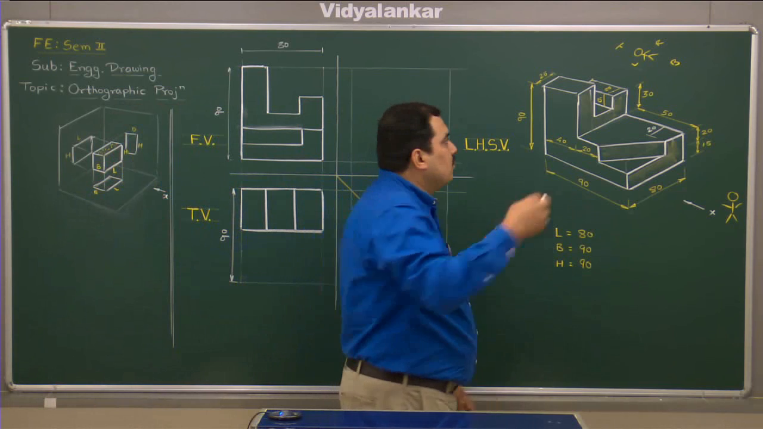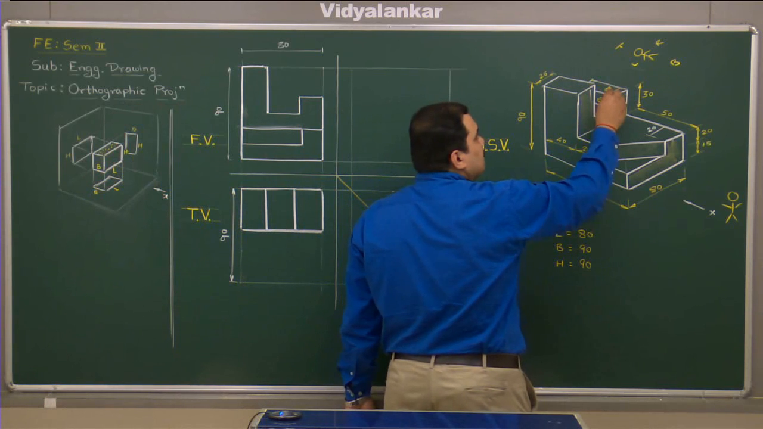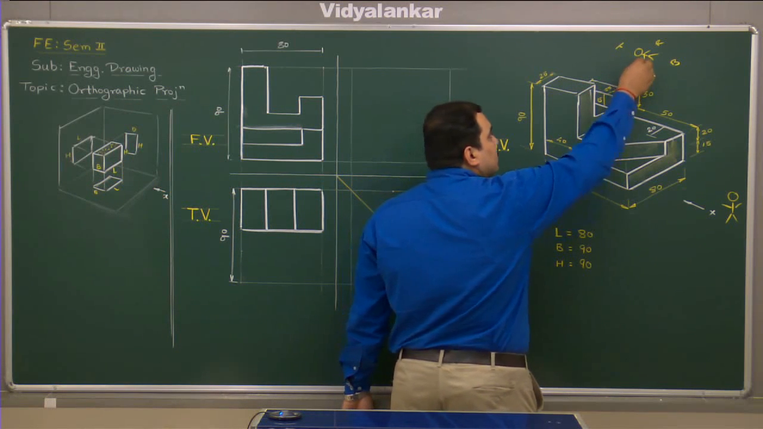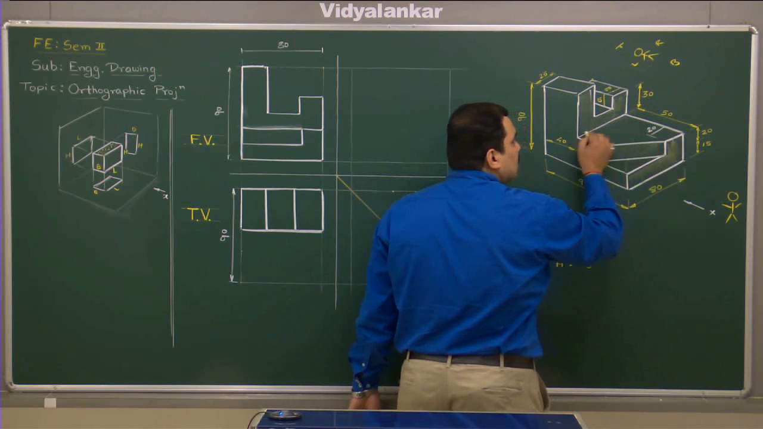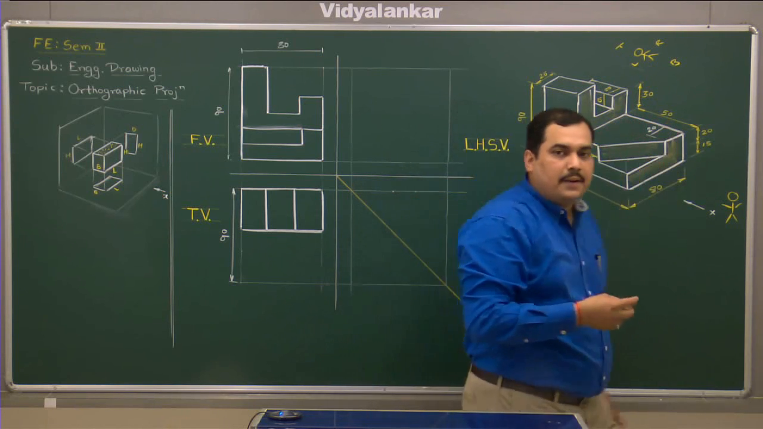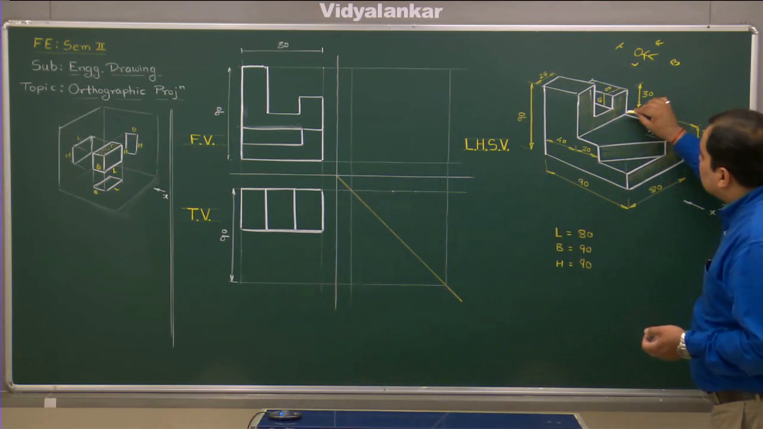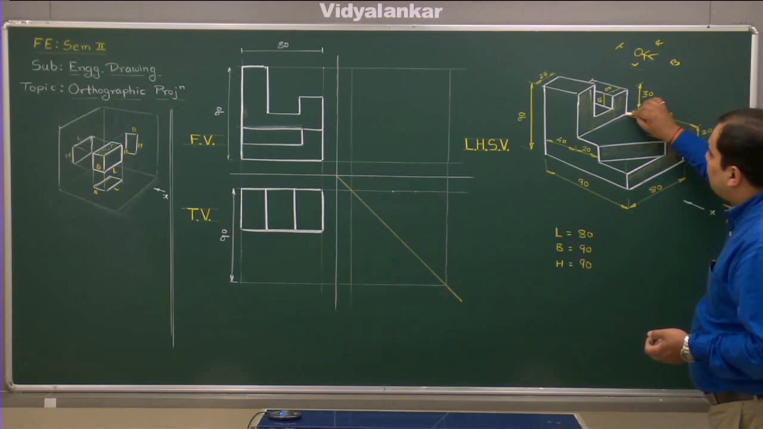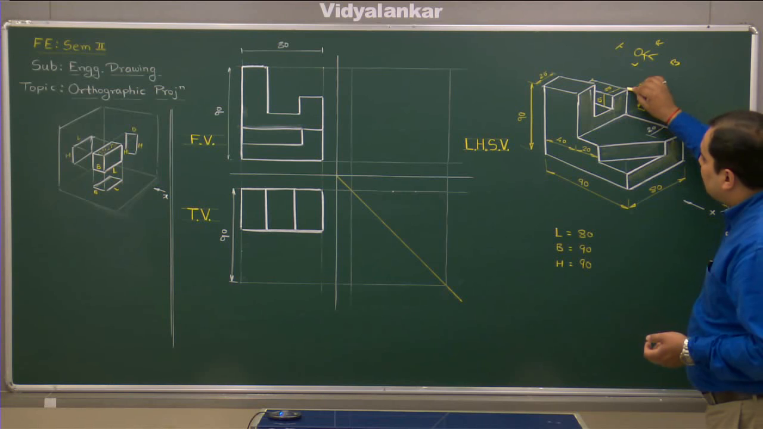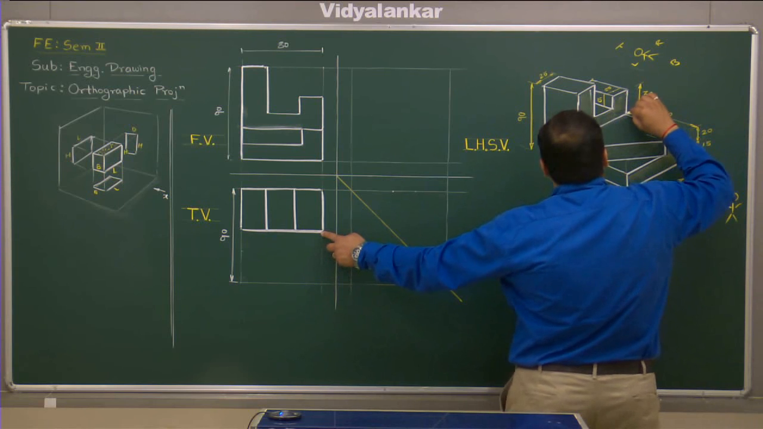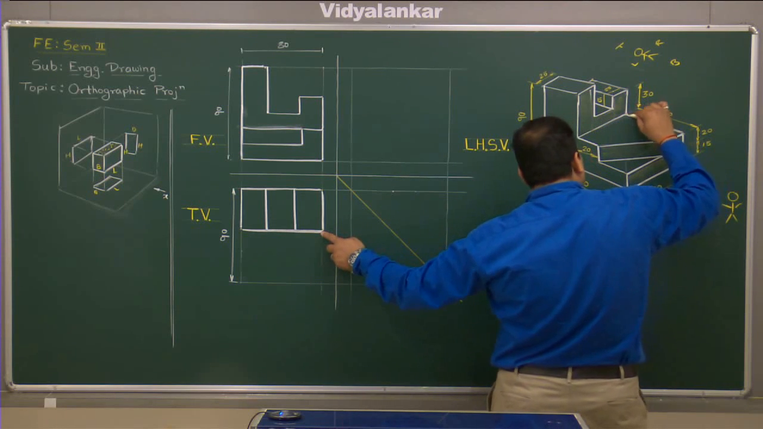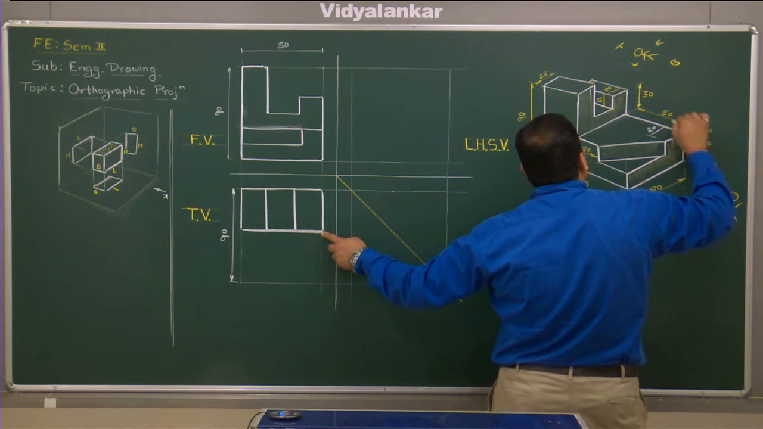The next plane for this observer, the nearest three planes are these three rectangles. The next plane visible for the observer is this part. Now to start that, this corner will appear here, perfectly below this point. So this will appear here.